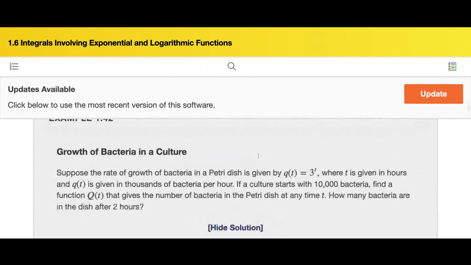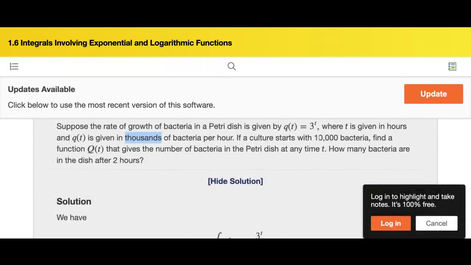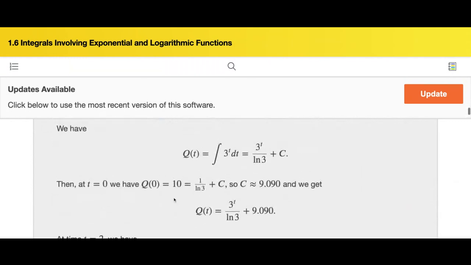Okay, we're given 1,000 bacteria, but the unit is in thousands. That's why we have 10 there. So the unit of Q of t is in thousands. For 10,000 bacteria, we have 10 here. So at time 0, we have 10,000. That equals 1 over ln 3 plus c.